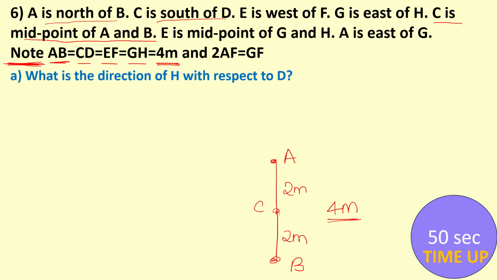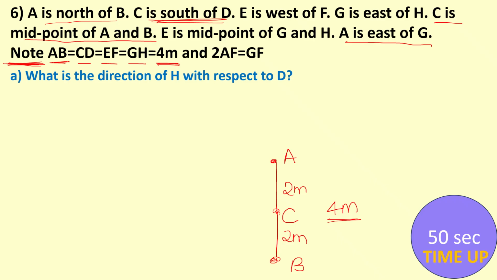Next, any connecting points you can see? A is east of G. Okay. So G also we don't know where to place. Then next is C we got, right? So C is south of D. C is south of D.